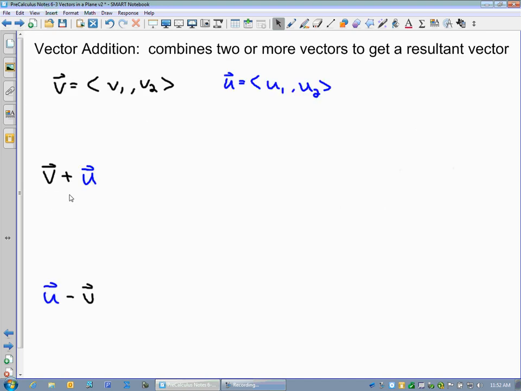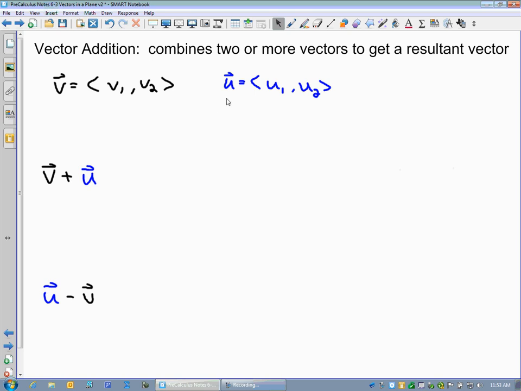Now vector addition, if we look at this in the right way, is going to set things up to be easier in the future. For vector addition, we're combining 2 or more vectors to get a resultant vector. In this example, we're just going to do two of them. Vector v is v1, v2, and vector u is u1, u2. There are 2 things I want to do here. First I'm going to do v plus u, and then I'm going to do u minus v.